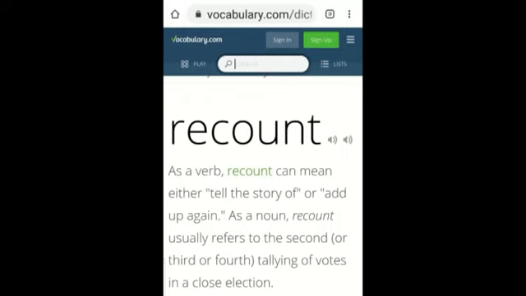Let's go to vocabulary.com and see what the meaning of recount is. It says recount: as a verb, recount can mean either tell the story of or add up again. As a noun, recount usually refers to the second or third or fourth tally of votes in a close election, right? So the meaning we're going to focus on is to add up again, right?